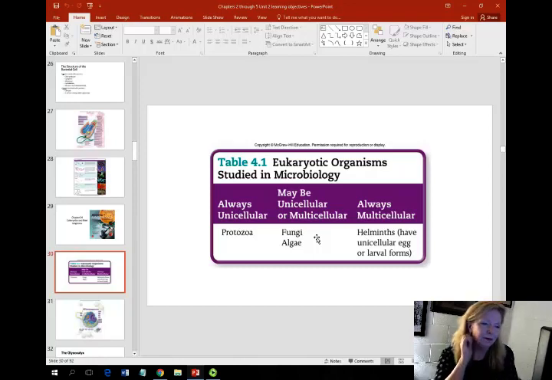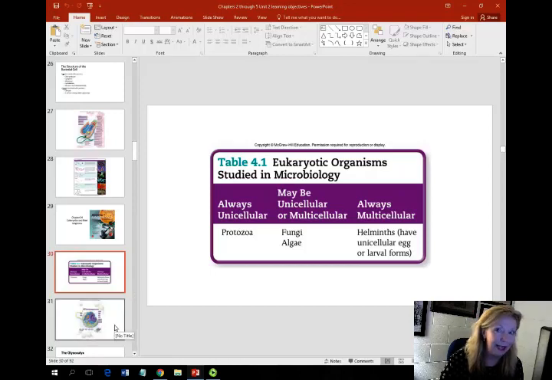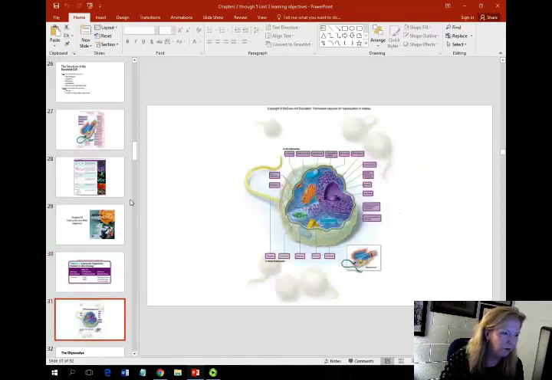So the different types of molds, we're going to also mention a few of those and start our introduction into some of those, especially those that have human impact. And then as far as helminths go, parasites or worms that we think about, there are different categories of those, and so we're going to mention a few of those too that are pretty common pests, if you will, for humans.